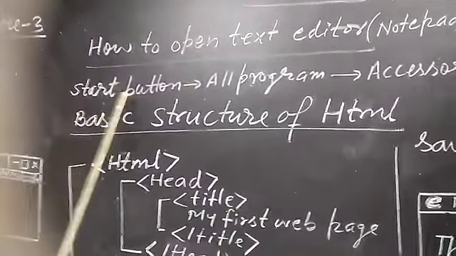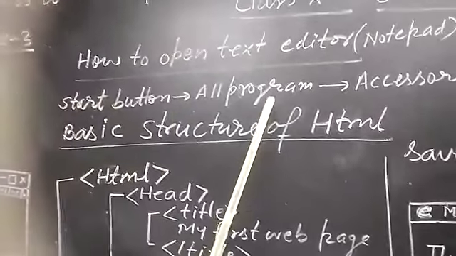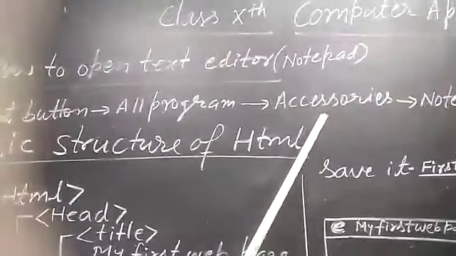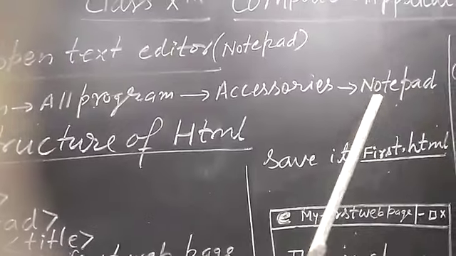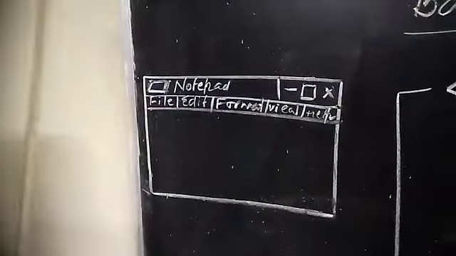First of all, we go to the Start button, then All Programs, then in the Accessories section, where there are a lot of accessories, we click on Notepad. So students, the Notepad window will open. It will look like this. The icon here, this is called the title bar of Notepad.